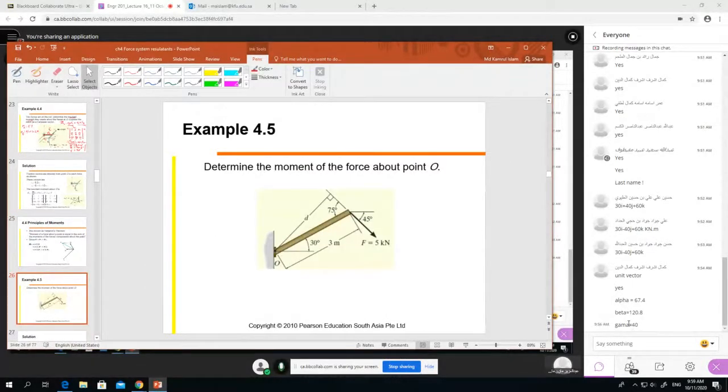Now we'll do another example. Determine the moment of the force about point O. So one rod is there, and they are asking us to find the moment. Can anyone calculate this one? Do you think it is easy? Moment equals force into distance. Force is given as 5 kilonewton, right?